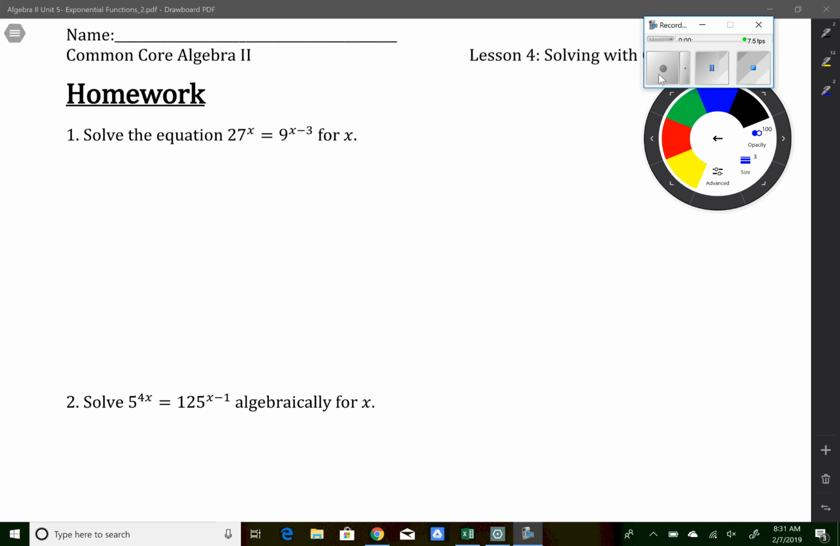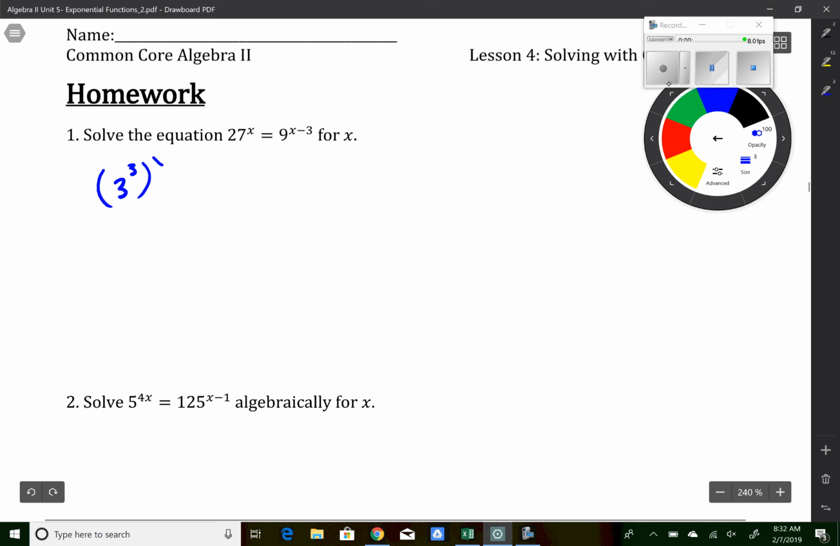So kind of some simple algebra required here. We just need to know a little bit of mental math. So looking at the number 27, I should notice that that's the same as me saying 3 cubed. So I'm just replacing 27 with 3 cubed. I'm substituting. Same thing with 9. I'm going to change 9 now to 3 squared, and I'm going to raise that to the exponent x minus 3, which was there.